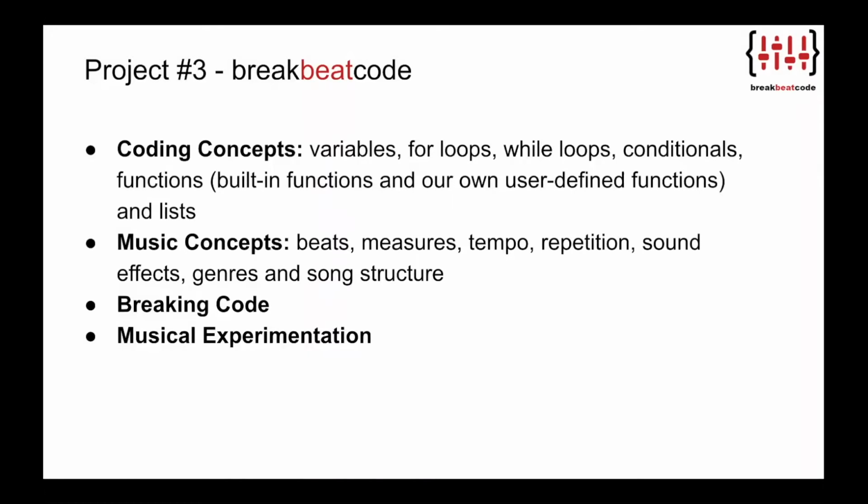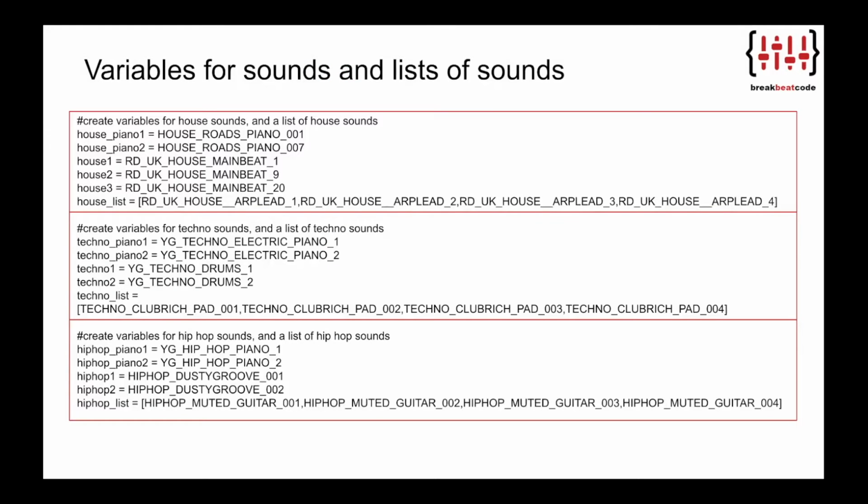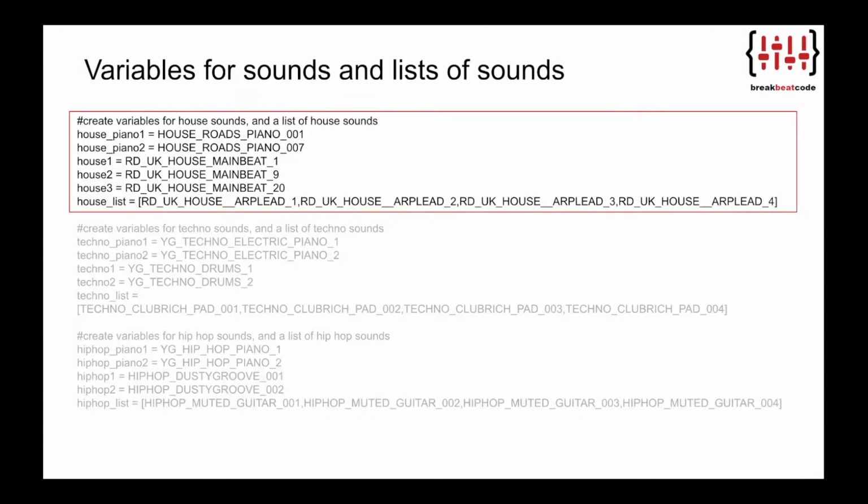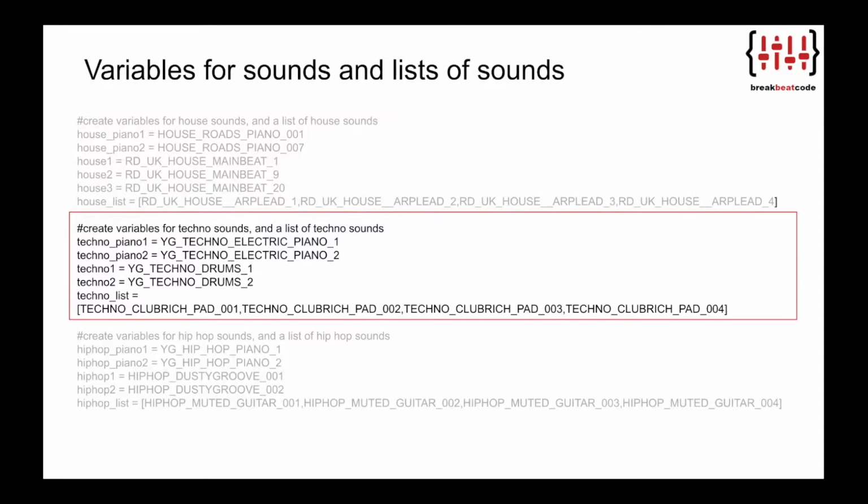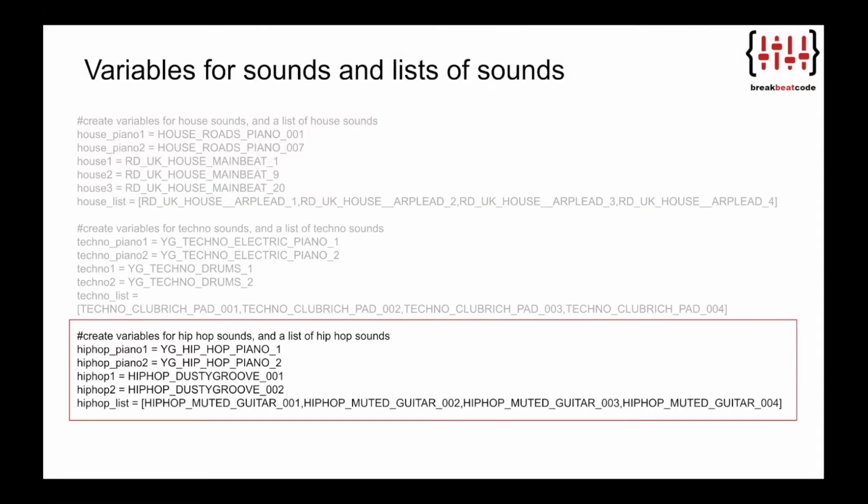And of course, we'll break our code to intentionally create errors, and we'll experiment with the music, making different versions of the remix. Let's start by looking at the variables for sounds at the beginning of our code. We can see that we have variables for different sounds and lists of sounds. So we have sounds and lists of sounds for house, techno, and hip hop.